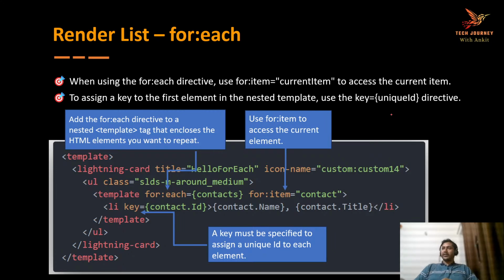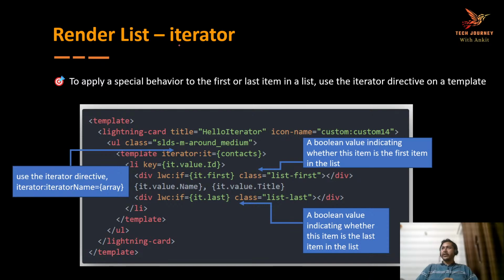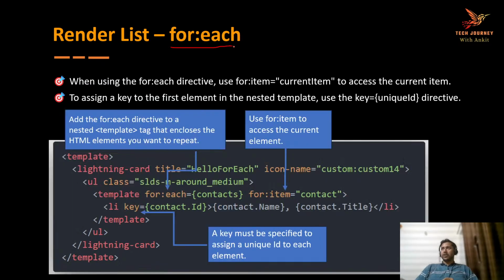Another example, let's say you are making an API call to a third party system, and that third party system is returning you an array. So whenever you have to deal with more than one record in the system, we have to render the list on the UI. So in Salesforce, with respect to LWC components, we do have two options to render the list. Option number one is by using the for:each directive. Option number two is by using the iterator directive.